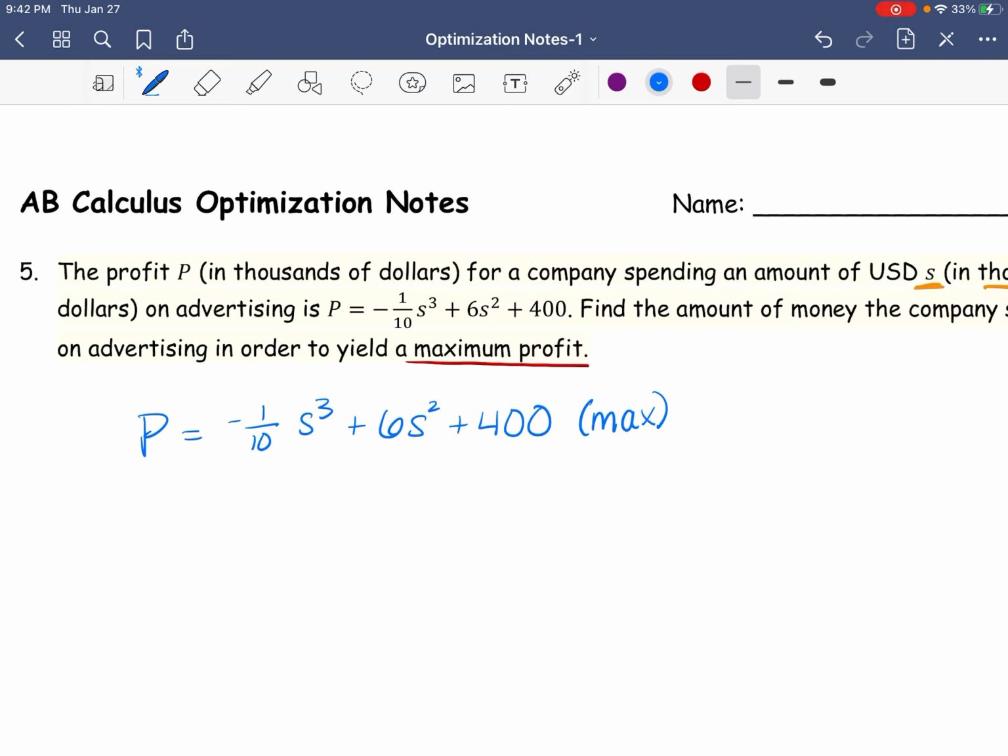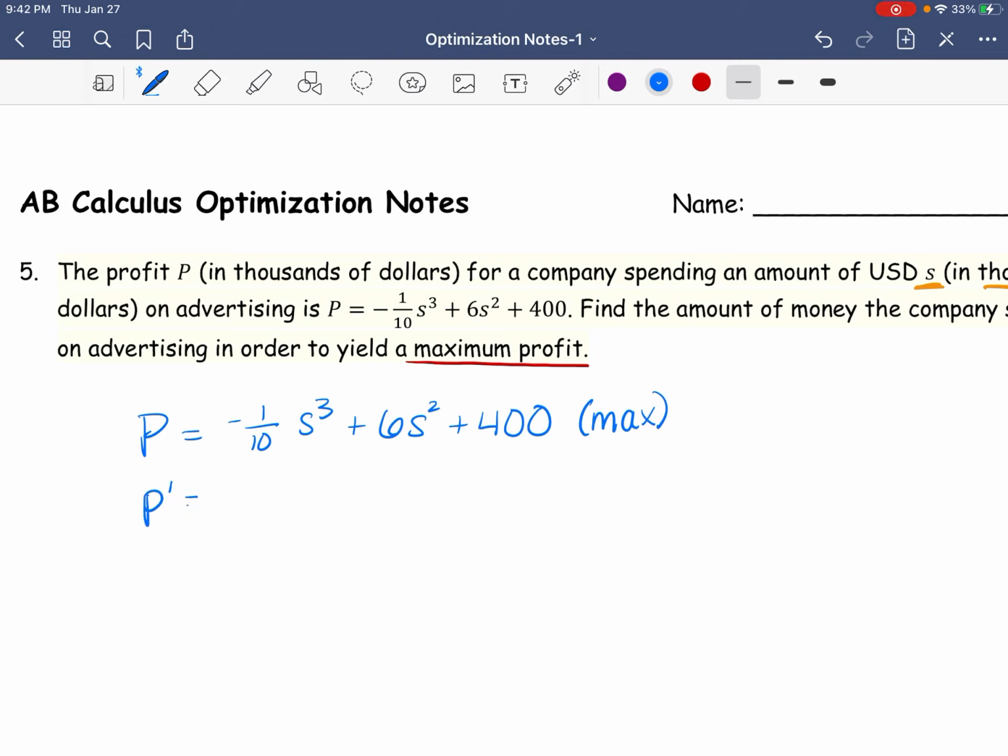That's what I want to maximize. And that means I need to take the derivative. Well, if you look, there's only one variable over here, so I don't need to worry about a second equation to sub in. I'm ready to go. I'm ready to take the derivative.